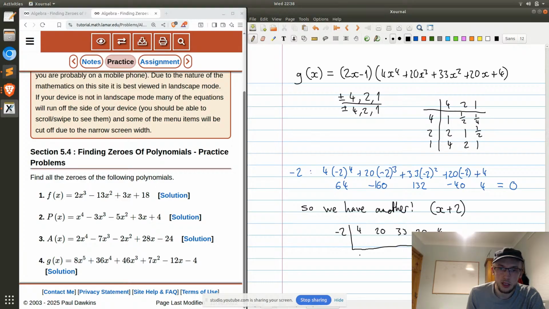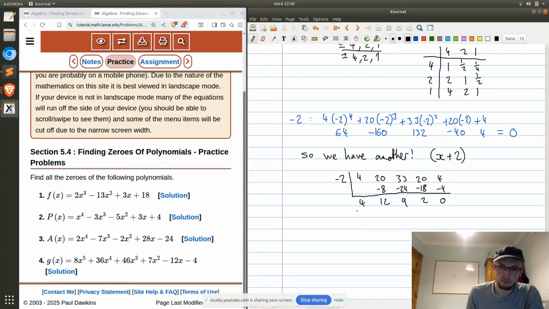And here we go. 4 in that spot right there. -8 there. 12. -24 there. 9. -18 there. 2. And -4 there. And 0. Just like we expected. So the polynomial has been updated. It is now 2x minus 1, x plus 2, and this thing here.